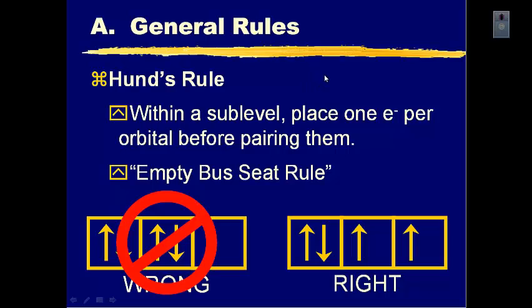If all of the electrons are filled in the subshell, then they move up to the next one. The third one is called Hund's rule, and it says within a sublevel, 1 electron goes in each orbital before you put a second one in each orbital. It's also known as the empty bus seat rule.